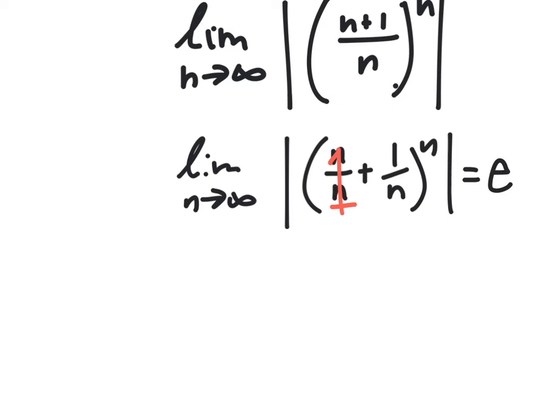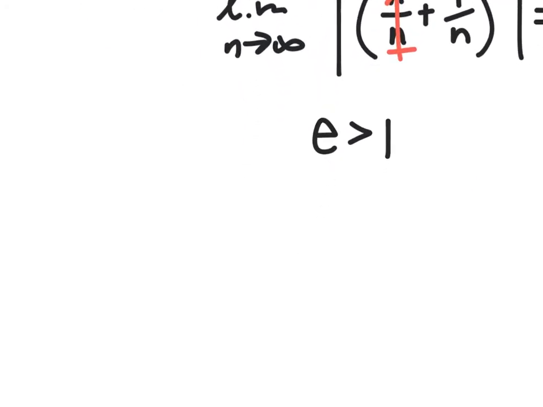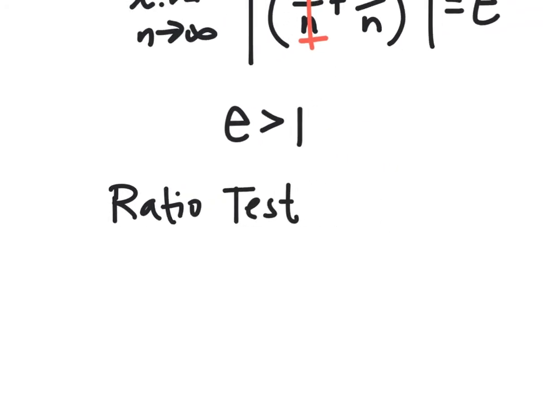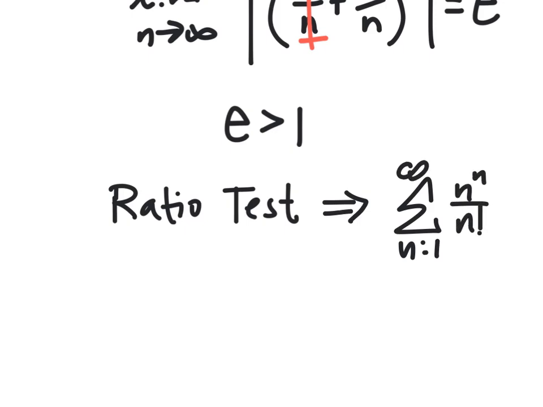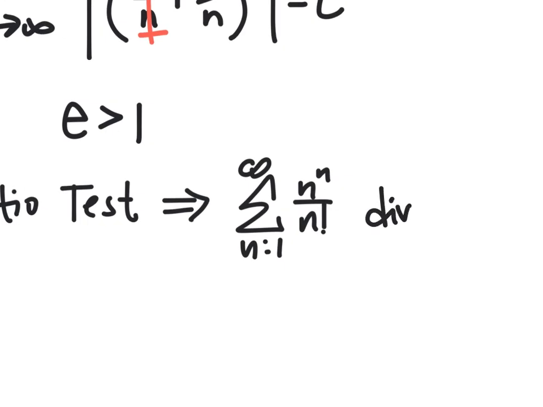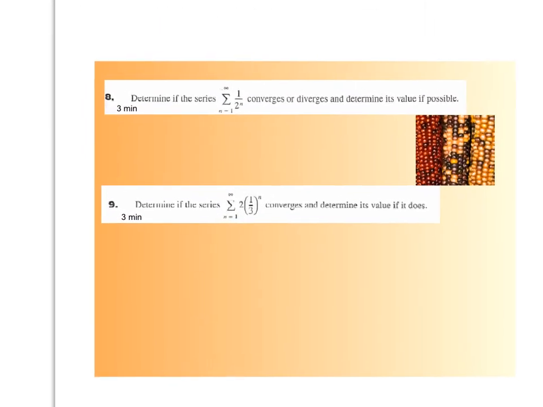So e is definitely greater than 1. Therefore, the ratio test tells us that the original sum as n goes from 1 to infinity of n to the nth over n factorial is divergent. All right, let's do one more.